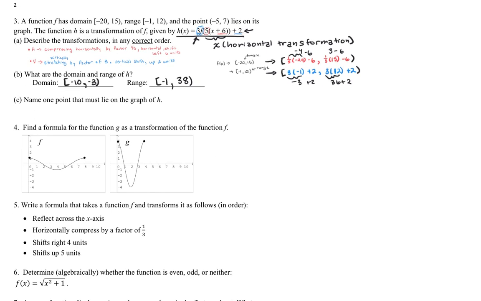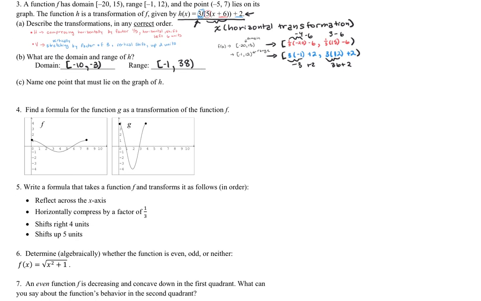All right, now it says, name one point that must lie on the graph of H. So what we can do is similar to the domain and range. We know a point on f of x. We know this point, -5, 7. And we want to find a new point. So what we can do is we can transform each of the coordinates, the x and the y, into a new point that will lie on graph H.